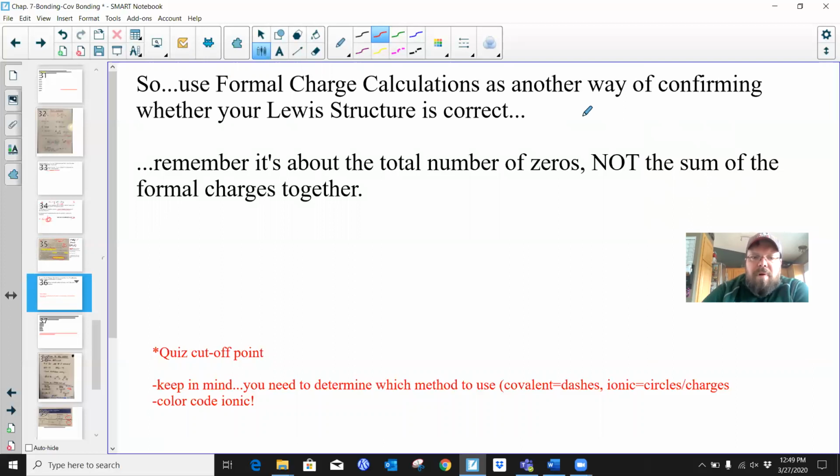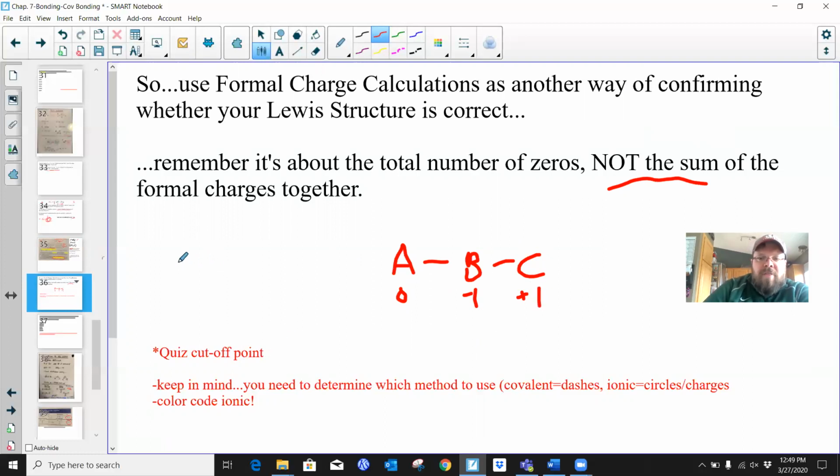Okay? Now remember this little warning. It's about the total number of zeros, not the sum. So let's say, hypothetically, here's a molecule with atoms A, B, and C. That's option number 1. I calculate the formal charge of A in this case to be 0 based off of the rule. This one's -1 and this one's +1.